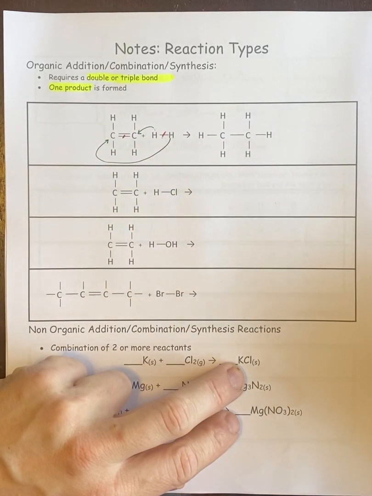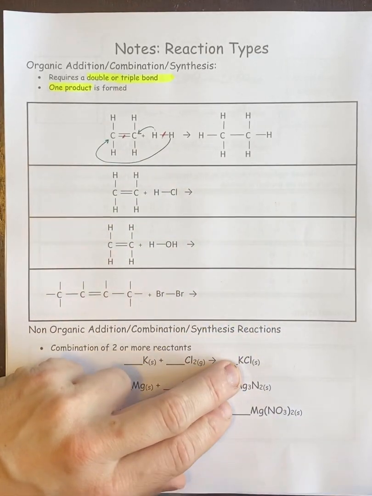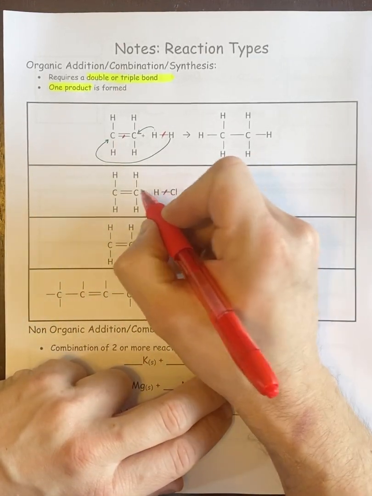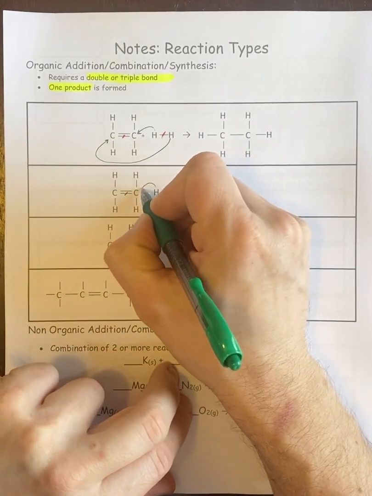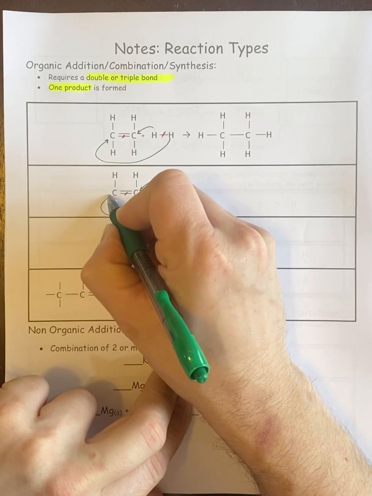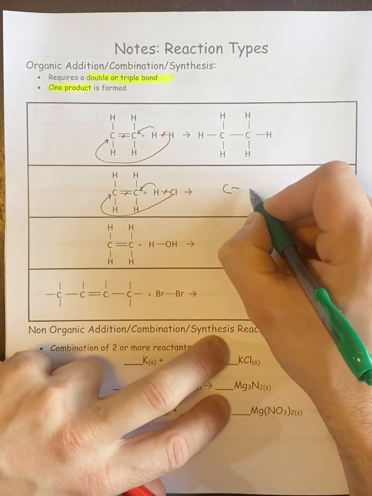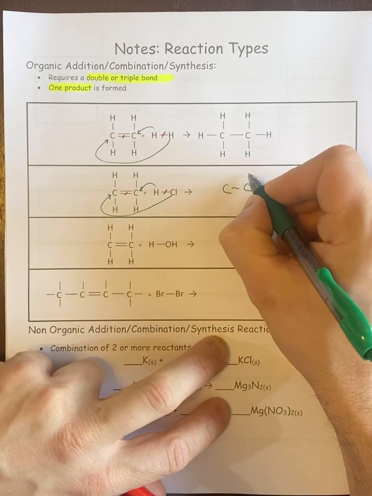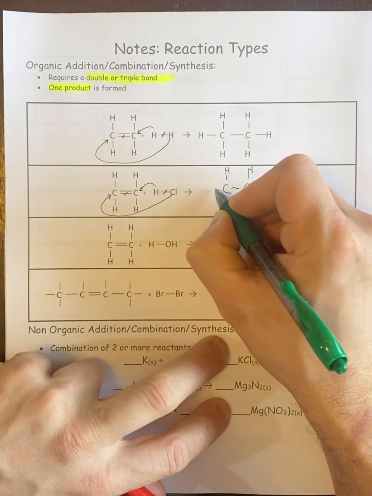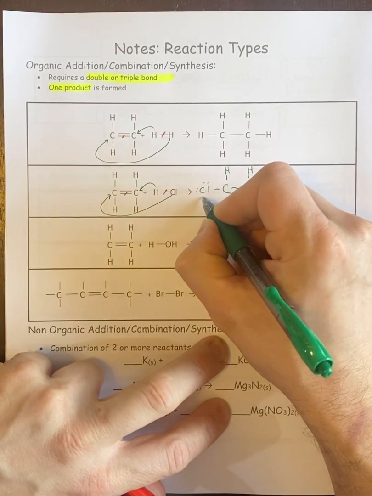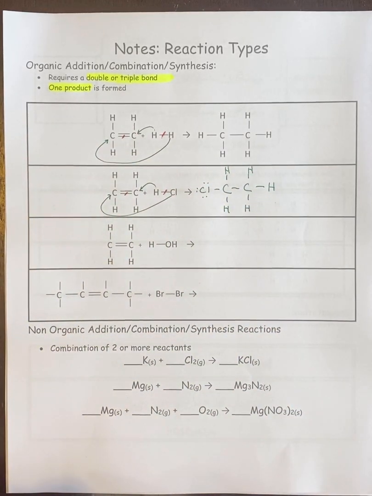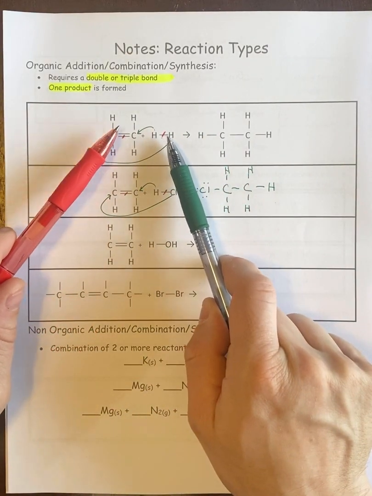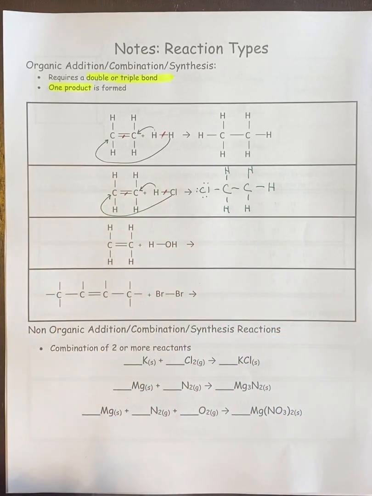And that's basically it. If we do the same thing for these, you're going to see the bond between the H and Cl is going to break, and the bond between the two C's is going to break, and then the H goes to one, and the Cl goes to the other. So you end up with this. So there is your product. Notice the thing they have in common: you start with 2 reactants, you end with 1 product.